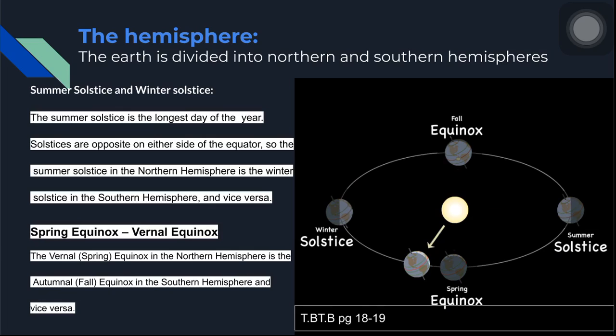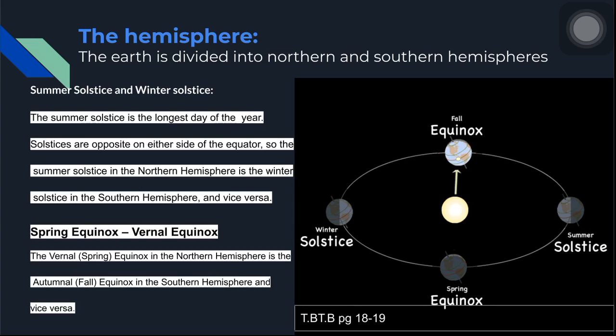Summer and winter solstice. Solstice means longer day and shorter night, or longer night and shorter day. In the month of December, it is summer south of the equator and winter north of the equator. The sun shines directly on the southern hemisphere and indirectly on the northern hemisphere. So there will be winter solstice in the north, longer day, shorter night in the south.